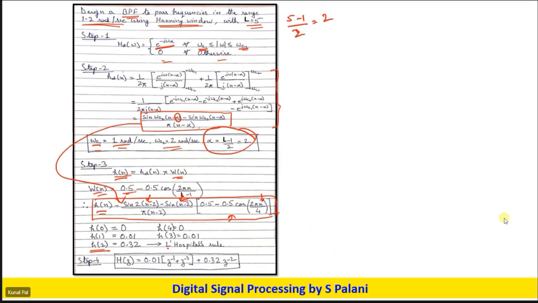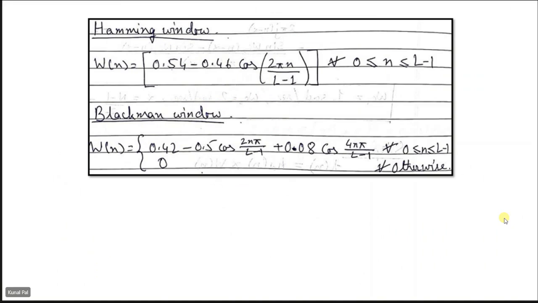You need to apply the L'Hospital's rule. And from there, you have to put in the values of this n and other values and find out the other coefficients of Hn: H0, H1, H3 and H4. Thereafter, once you get this, you need to find out the transfer function of the system.